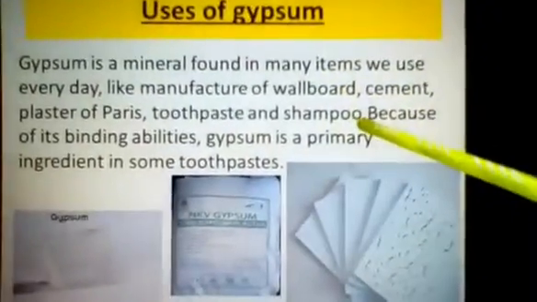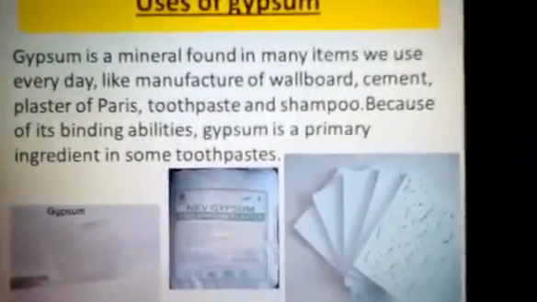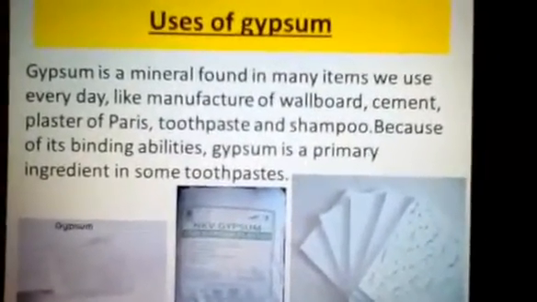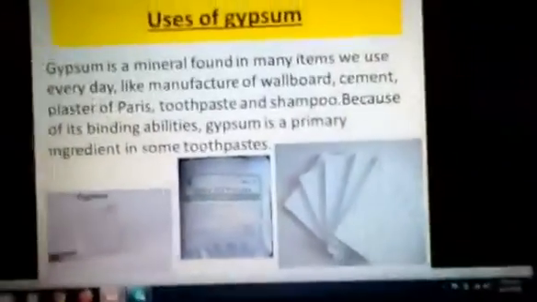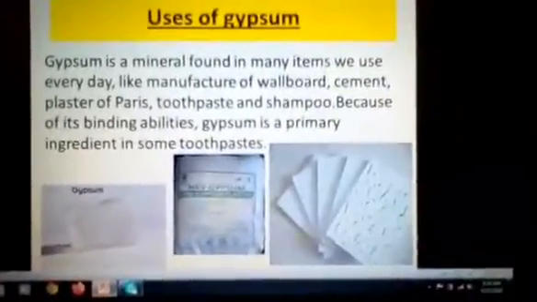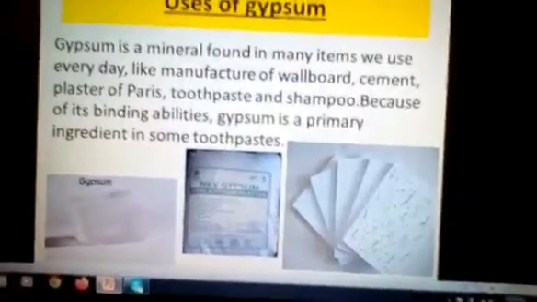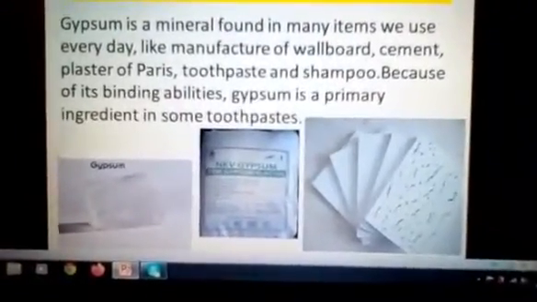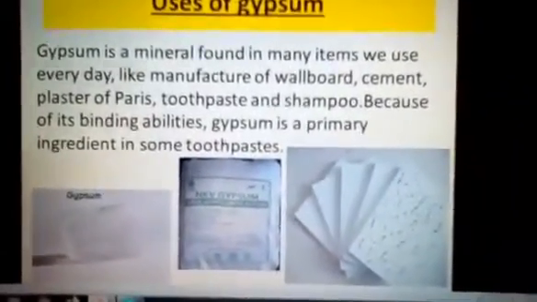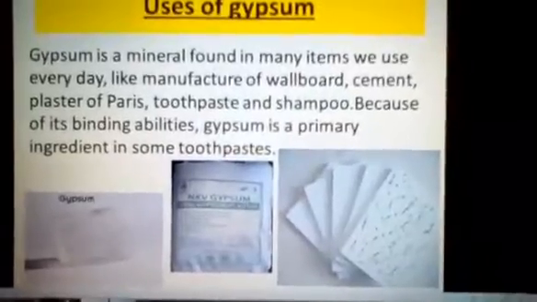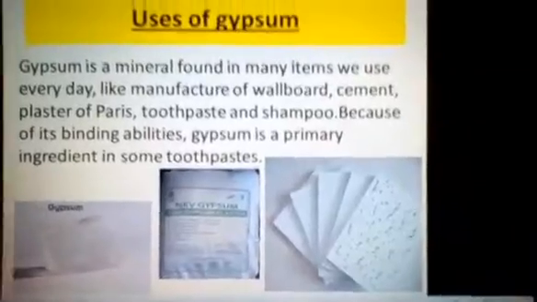Now coming back to gypsum, gypsum actually is the best one out of these rocks, which is mostly used, and it is a mineral found in many items that we are using nowadays, like manufacturing of wallboard, cement, plaster, toothpaste and shampoo. It has a very good binding quality or ability, because of which it is being used in so many products. And you must have seen in your own school also, if not in the house, the false ceiling. It is basically made of gypsum only.